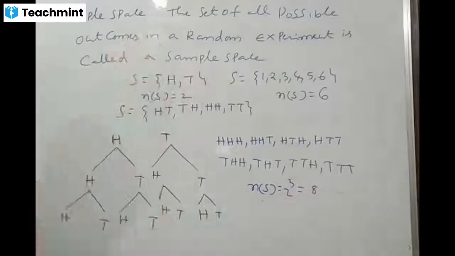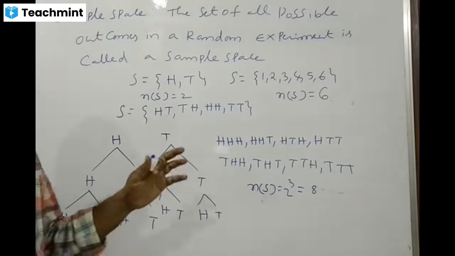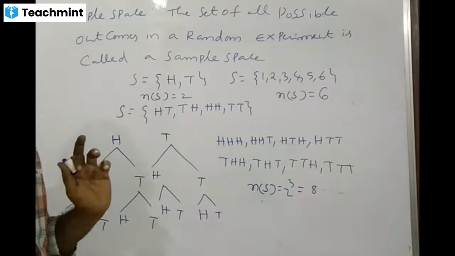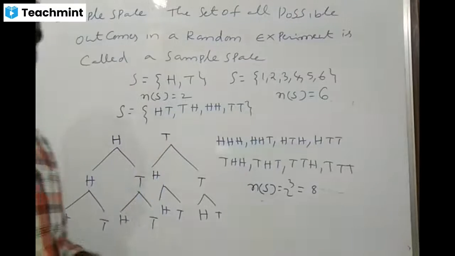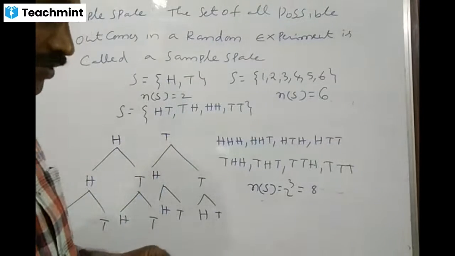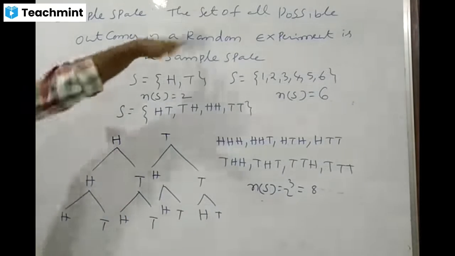Friends, when a coin is tossed 4 times, the total possibilities are 2 power 4, which is 16. So 2 power 4 equals 16 possibilities. Students, completed?